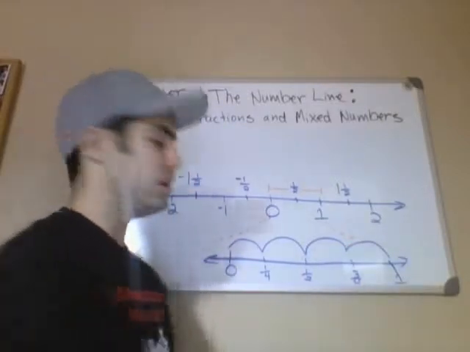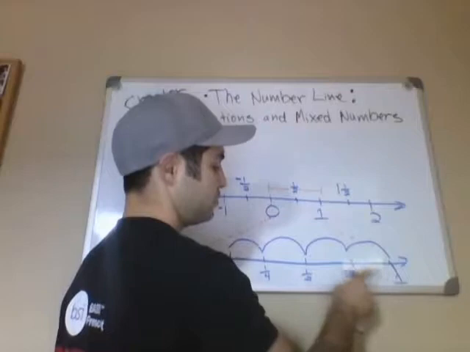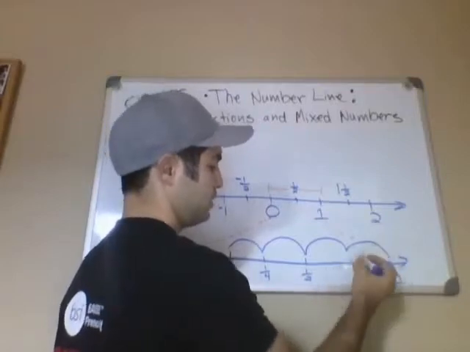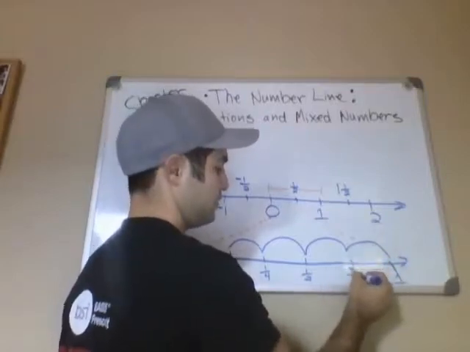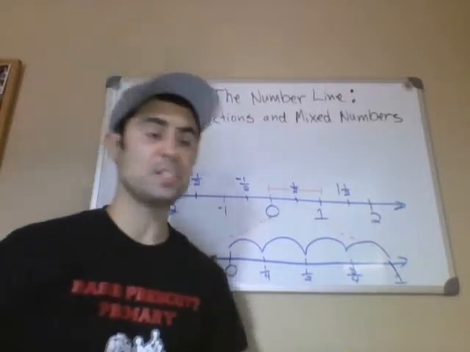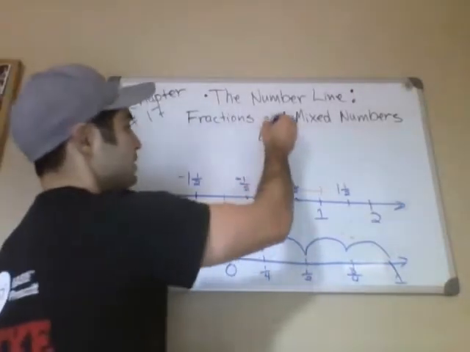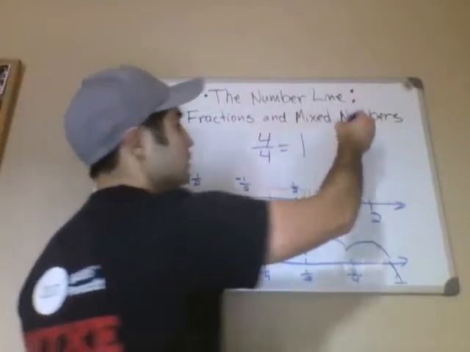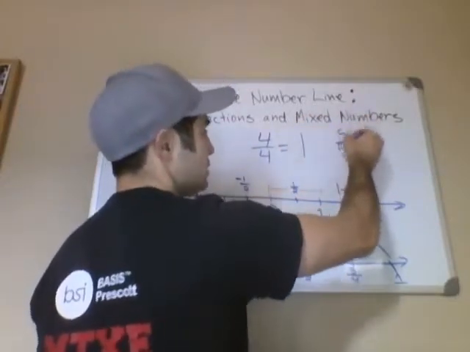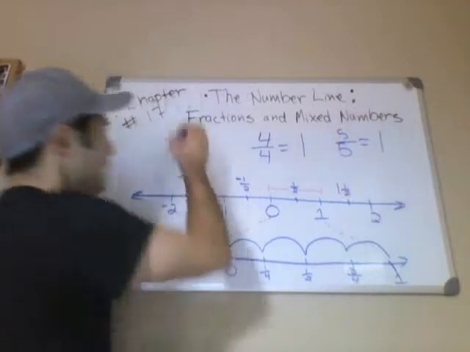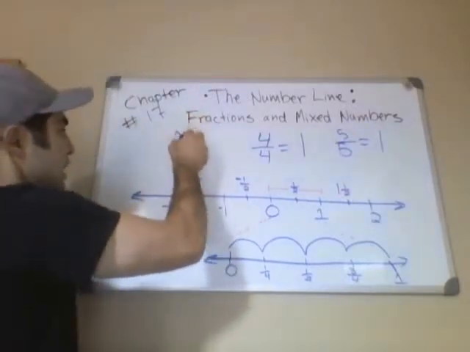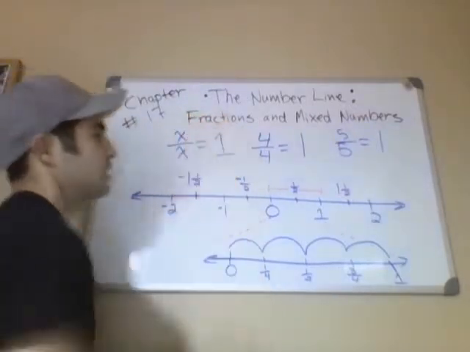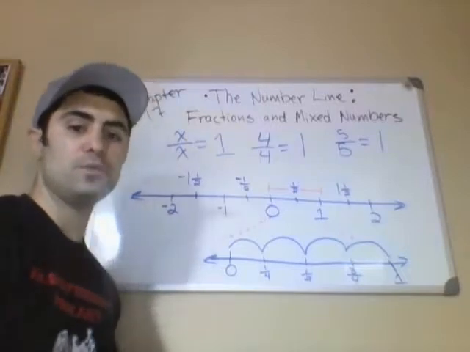4/4 is 1. If you remember some information on fractions, you know that anything over itself, 4/4, is 1. You can have 5/5, and that will equal 1. You can have x over x, and that equals 1. Anything over itself equals 1.